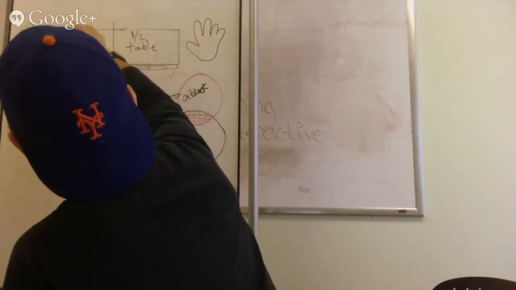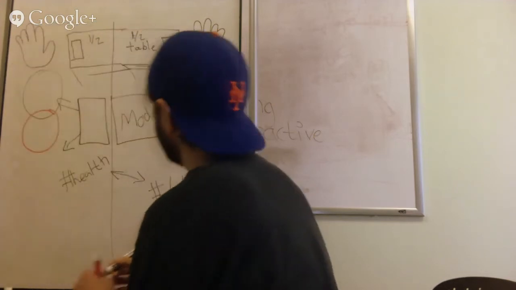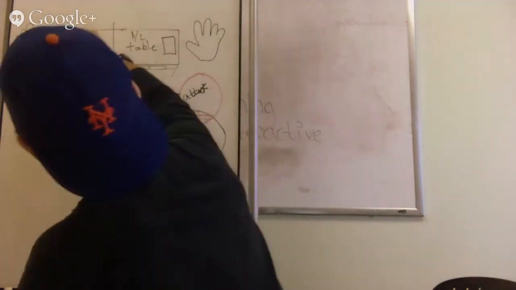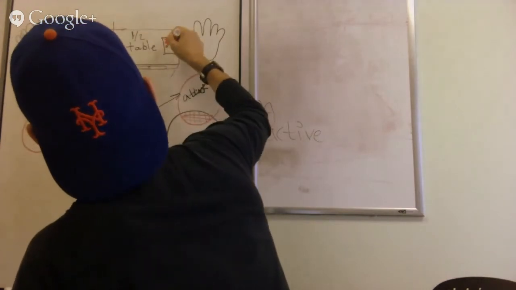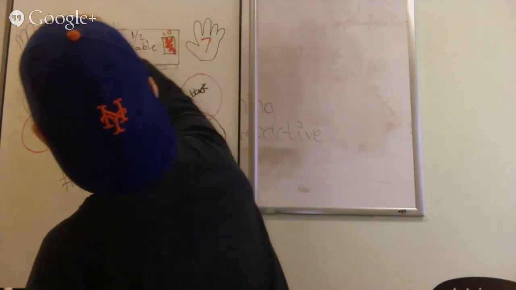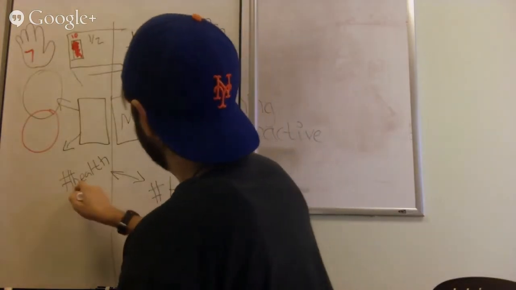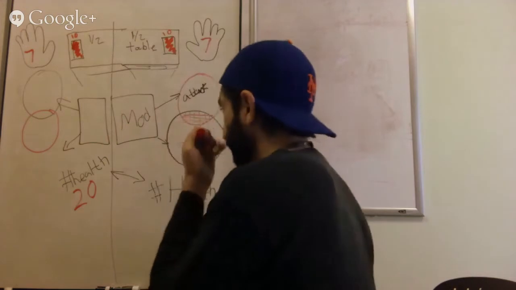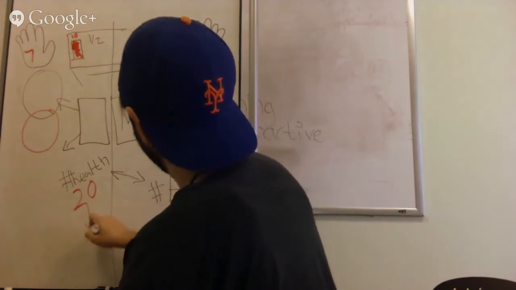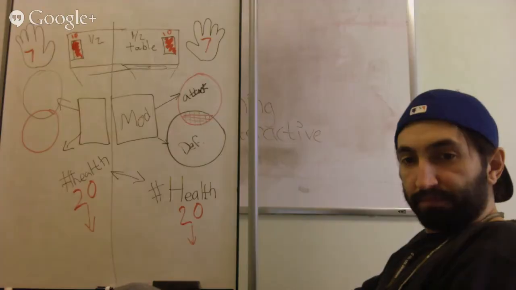They're facing each other. Okay, the hand is 7, and this here is 10. Yep. Okay. And this here is 20. It's 20. 20 down. Anything else? I do not believe so.